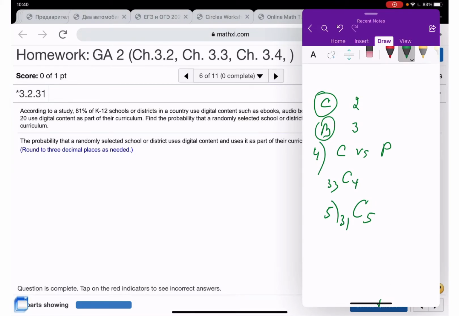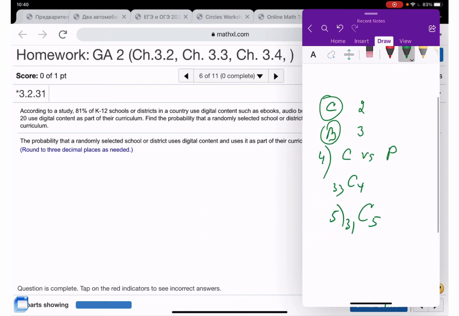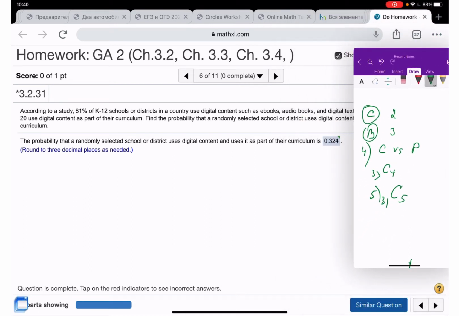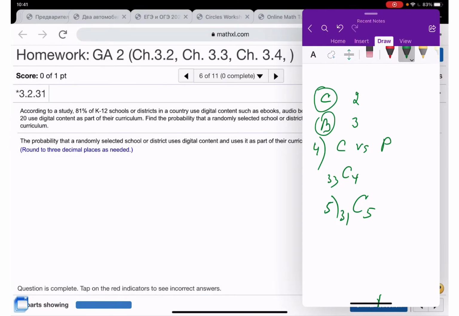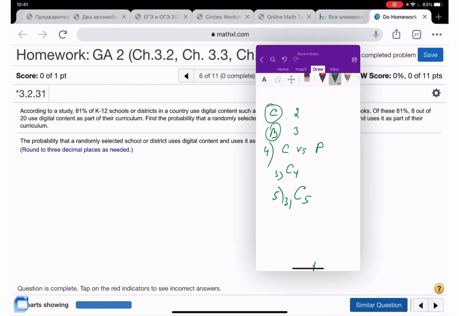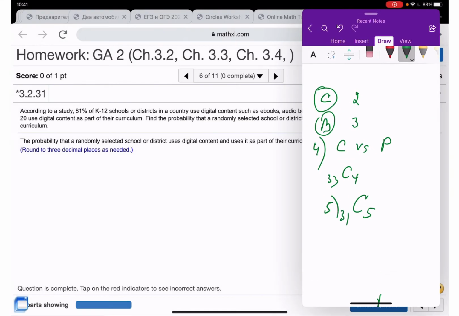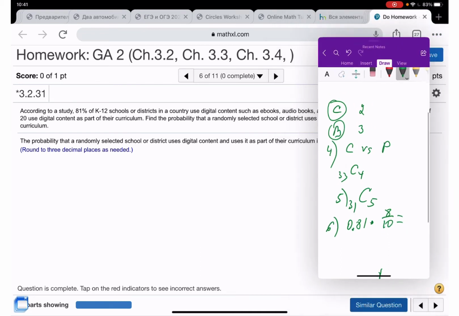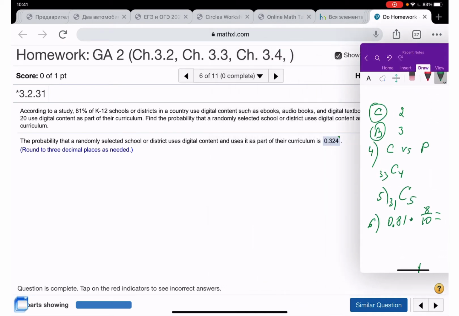The probability that a randomly selected school or district uses digital content as a part of the curriculum is, let me see what we got here, 0.324. Let me explain how we got 0.324. First of all, we have 81% and we have 8 out of 20. So 81%, number 6, is 0.81, right? And 8 out of 20 is times 8 out of 20. And you should get this answer here, 0.324.